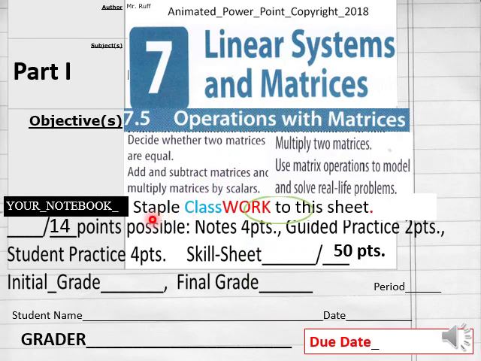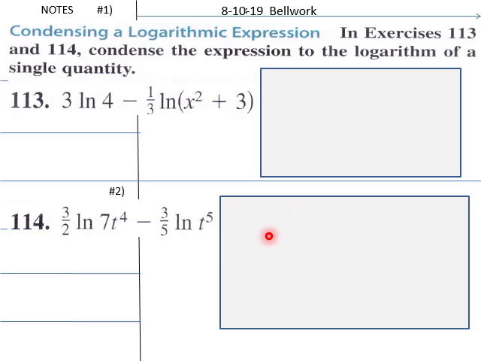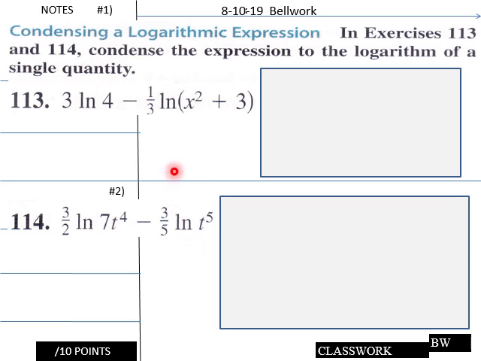And today's lesson, 7.5 part 1, you'll have 14 points that will go into your notebook, operations with matrices, and then we have 50 points of classwork to do today. Let's go into our bell work, teachers, students. Today's bell work.